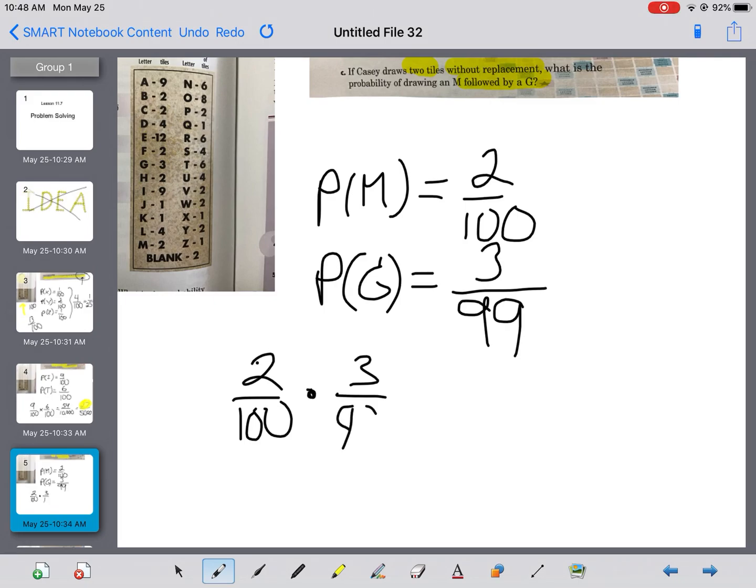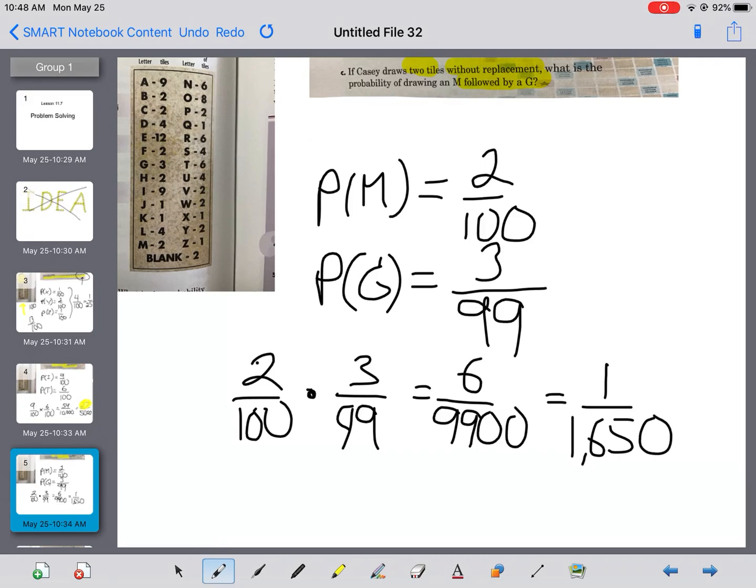So I get 2 times 3 is 6. And then I get 99 times 100 is 9,900. I should be able to simplify by dividing by 6. Remember, you are allowed to use your calculator for this one because I want you to focus on the probability. And we get 1 out of 1,650. That's your chance of pulling an M and then a G because we didn't replace the M. So because we haven't replaced it, the probability of this happening has gone up a bit.